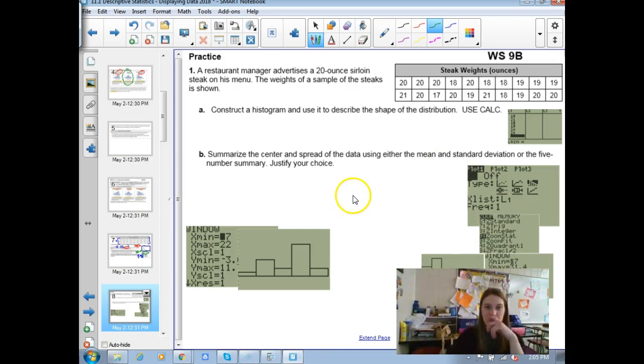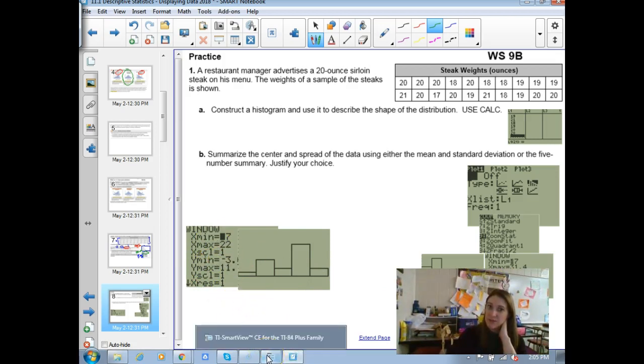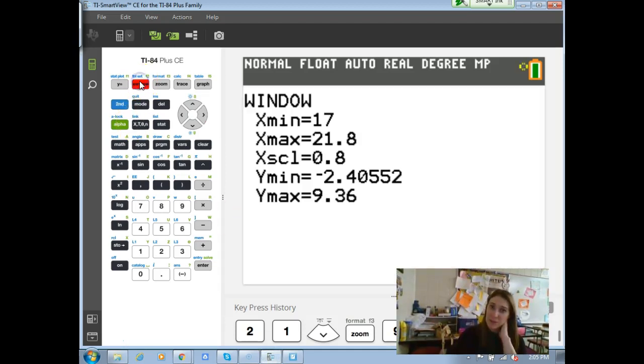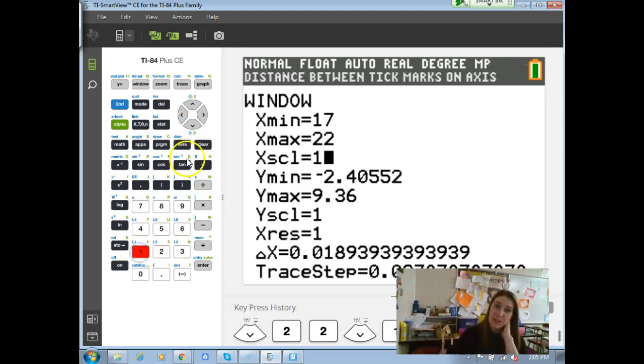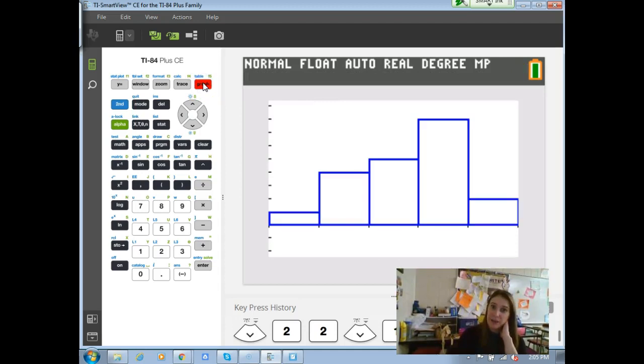Almost paused my video, silly me. If you do zoom stat, the calculator chooses the classes based on whatever it feels for the information. But if I go back to the calculator and I set up my window myself, it doesn't really make sense for my calculator to end at 21.8. If I choose to end this at 22, and I count by ones for my x's, I think we'll get a little better picture here. So let's hit graph from there. That's better. Okay, so again, I would consider this to be skewed left, but you could probably convince me otherwise if you wanted to make a claim.